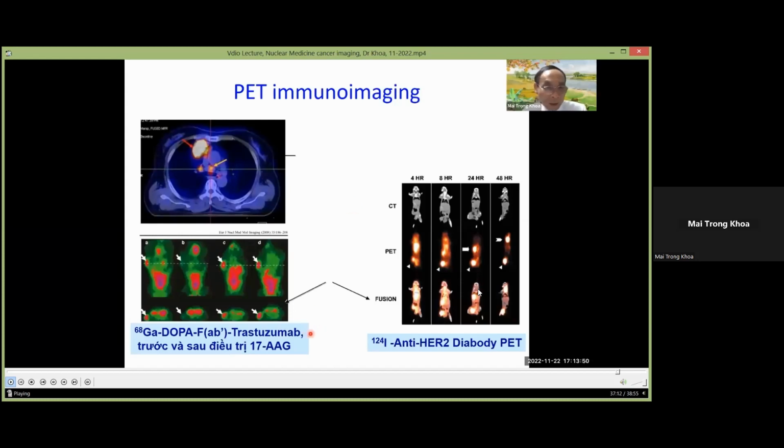For example, you can use one monoclonal antibody, trastuzumab, labeled with DOTA. This DOTA was labeled with gallium 68. You can see here, the image is very clear.